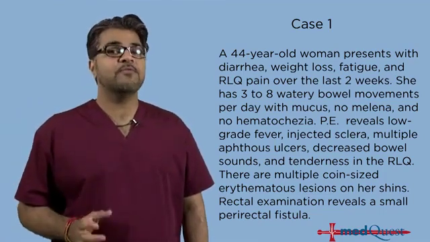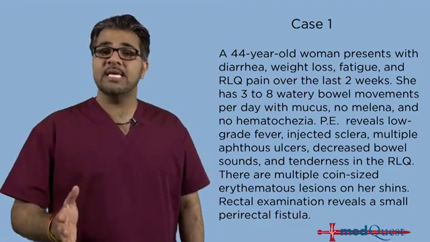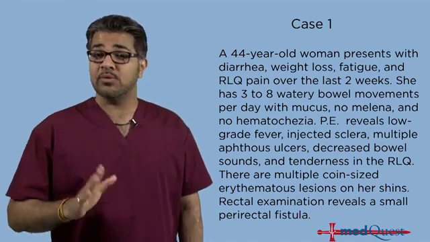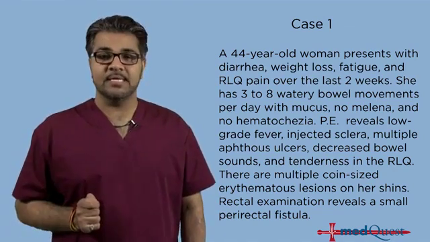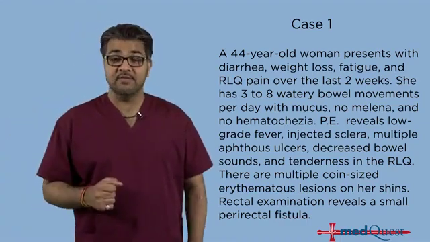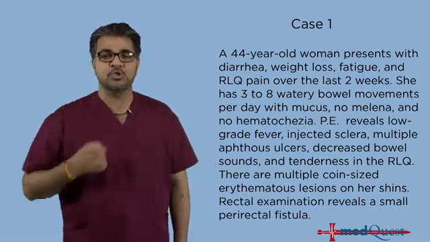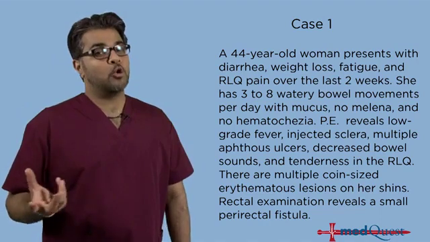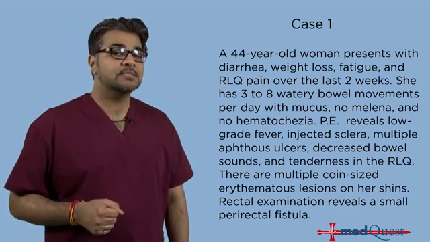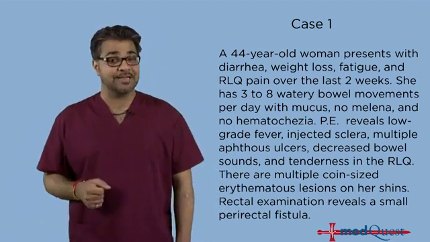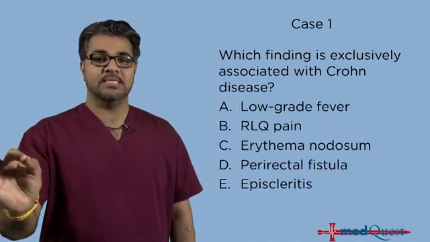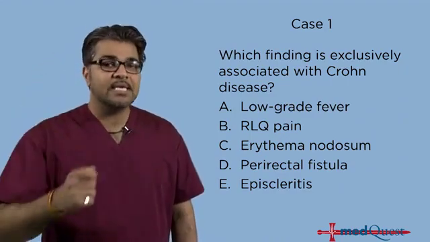A 44-year-old woman presents with diarrhea, weight loss, fatigue, and right lower quadrant pain over 2 weeks. She's had 3 to 8 watery bowel movements per day with mucus, no melena, and no hematochezia. On physical exam, you find a low-grade fever, injected sclera, multiple aphthous ulcers in her mouth, decreased bowel sounds, and tenderness in the right lower quadrant. There are multiple coin-sized erythematous lesions on her shins, and a rectal examination reveals small perirectal fistula. Oh boy. And the point here they want to ask is which finding is exclusively associated with Crohn's disease? Which of the following is only seen in Crohn's disease?